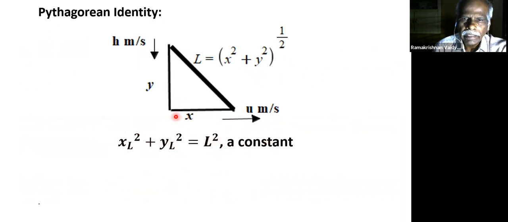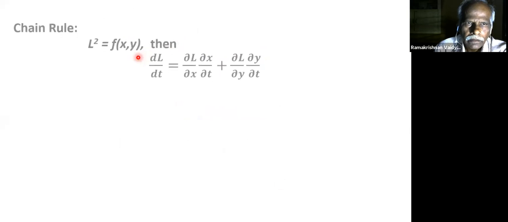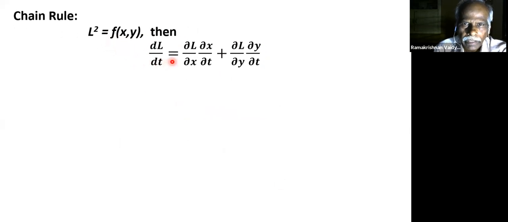And xl and yl are varying with respect to time because the ladder is sliding down, so yl will keep changing, xl will keep changing. I will replace xl and yl by x and y. And this is the relation I'll be using. And I'm going to differentiate and get the answer. So I will use the chain rule before that. The chain rule I've already explained.